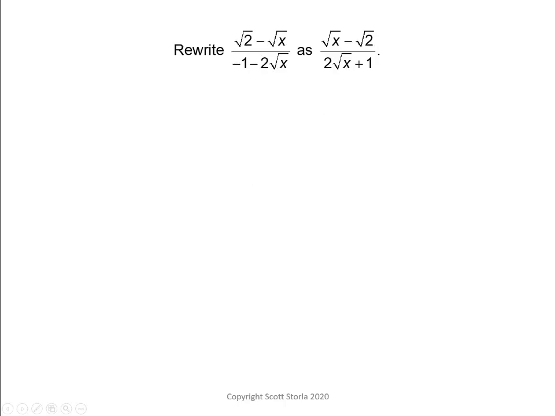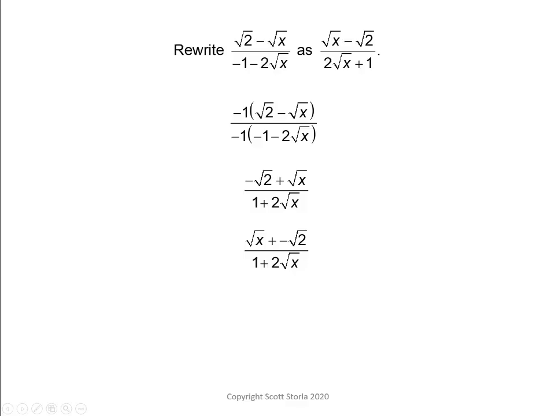Here's another. After multiplying both by negative 1, I see that I get negative root 2 plus root x, and positive 1 plus 2 roots of x. In the numerator, I'm going to rewrite this as root x plus negative root 2, and that again is just usually written as root x minus root 2. Notice I also rewrote the denominator to match the form I was after.